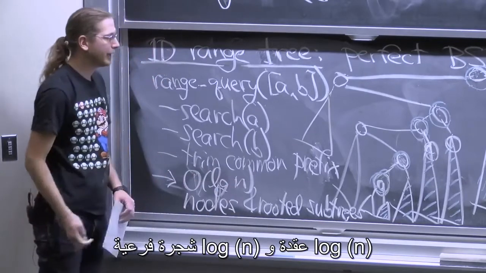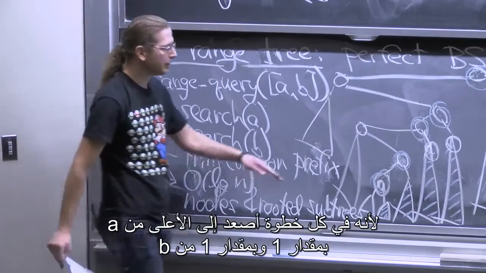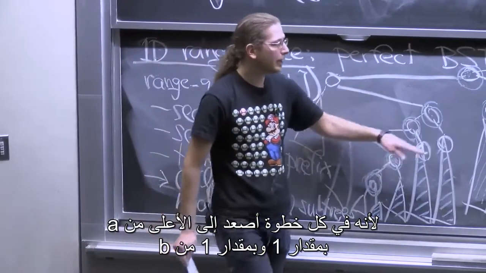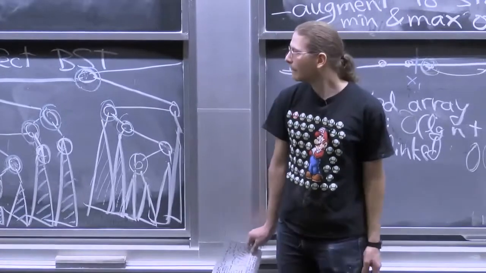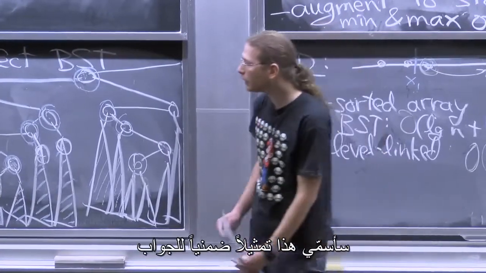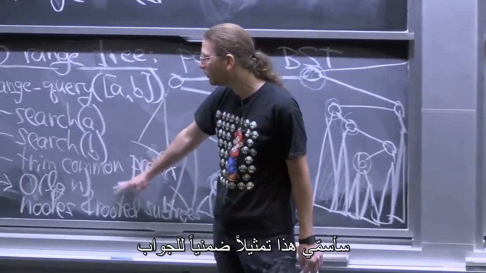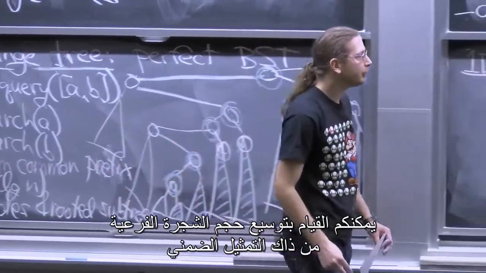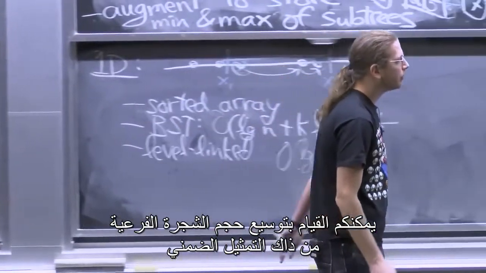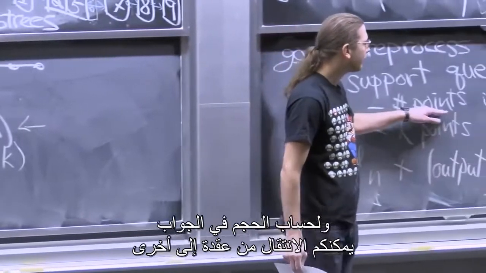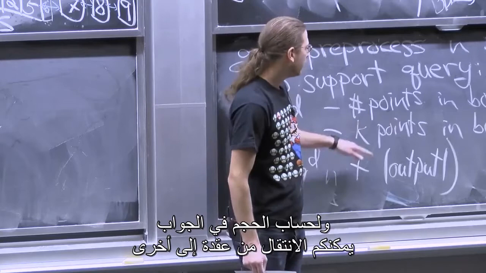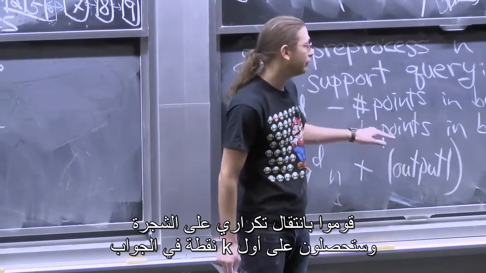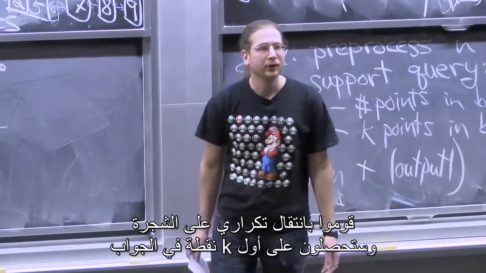Log n nodes and log n rooted subtrees, because at each step I'm going up by 1 for A and up by 1 for B. So it's like 2 log n. Log n. Cool? So I would call this an implicit representation of the answer. From that implicit representation, you can do subtree size augmentation to count the size of the answer. You can just start walking through one by one, do an iterative traversal of the trees, and you'll get the first k points in the answer in order k time.